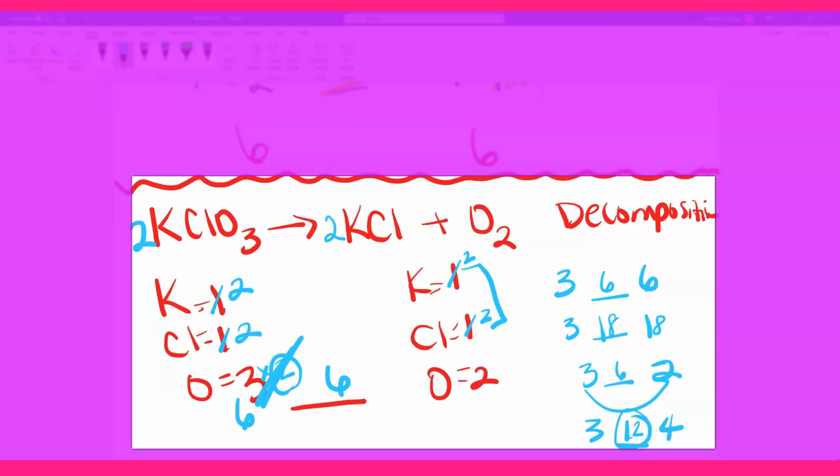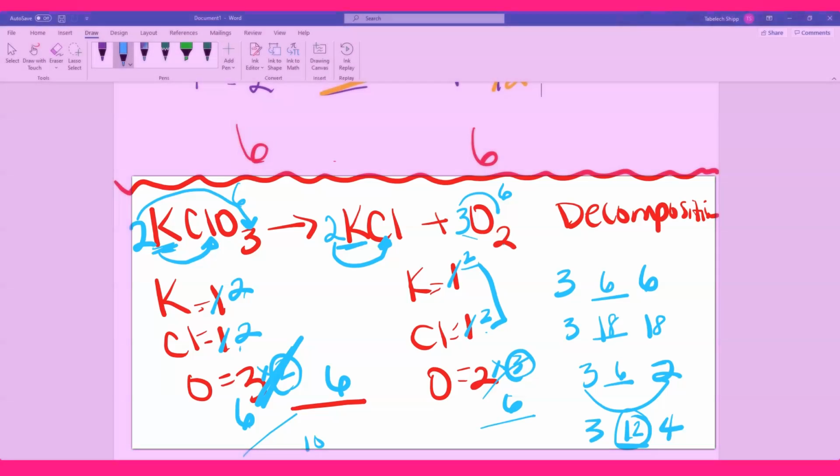Now let's go ahead and hit that oxygen. What number times 2 is going to give me 6? And if you said 3, you are correct. Because 3 times 2 is going to give you 6. Now, if you want to go ahead and recount to make sure everything is good, let's do it. 2 potassiums on the left, 2 potassiums on the right. 2 chlorines, because remember, 2 times that Cl is 2. 2 times your 3 for your oxygen is 6. 3 times 2 for that oxygen is also 6. And if you want to do the little extra work, 6 plus 2 plus 2 is 10. 6 plus 2 plus 2 is 10.